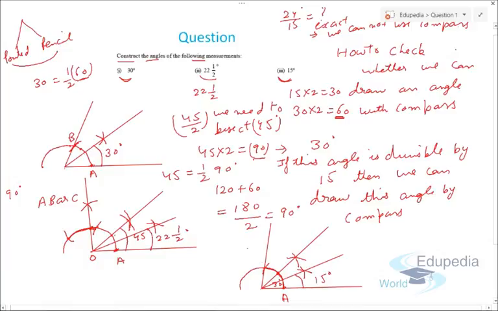So this is how we can use some of the basic angles to draw further angles according to our need. However, the angle should be divisible by 15, then only we can draw with a compass only. So let's move on to the next question, question number 2.